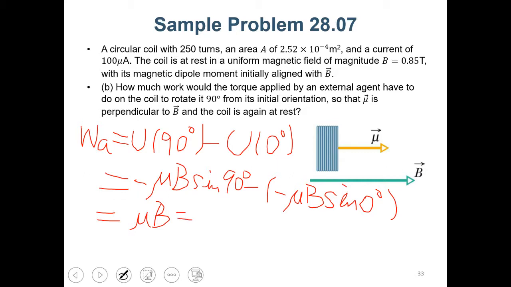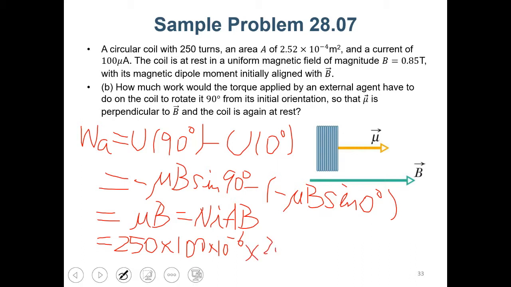Okay, so mu B is NIAB, and now we know that N is 250, I is 100 times 10 to the minus 6, area is 2.52 times 10 to the minus 4, B is 0.85. So the answer is 5.36 mu J.